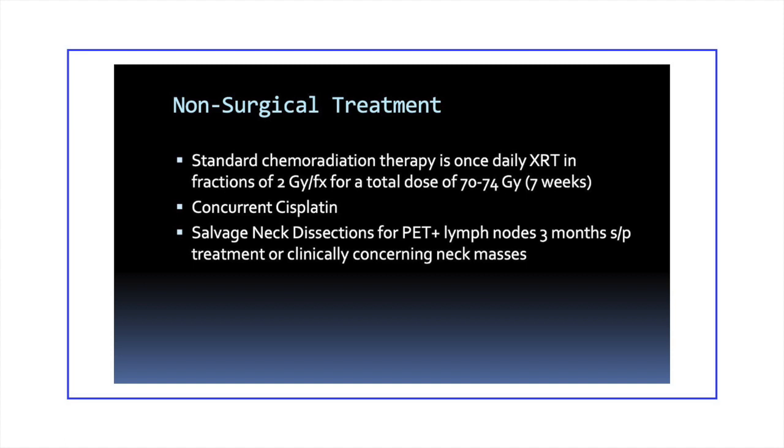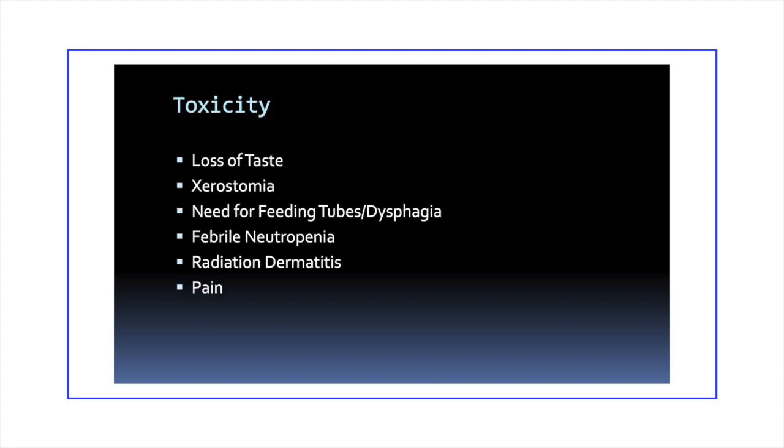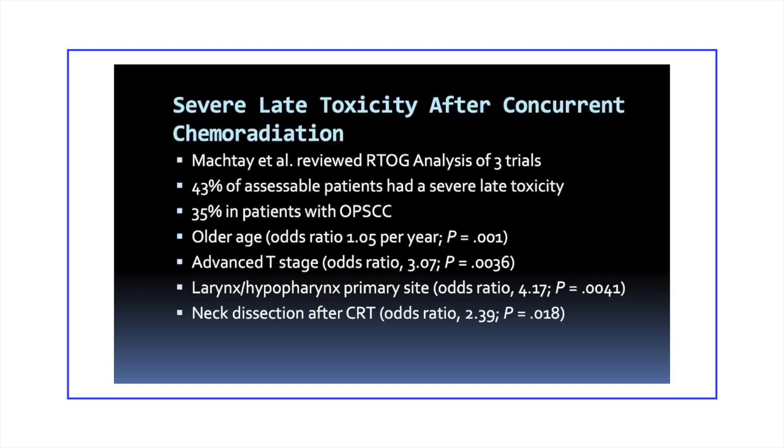And for those who have disease after radiation and chemo, there is salvage surgery that may be needed. Obviously, there are concerns, though, with chemotherapy and radiation due to the toxicity profiles, including loss of taste, dry mouth, also known as xerostomia, need for feeding tube and trouble swallowing, also known as dysphagia, febrile neutropenia, radiation dermatitis, and pain. Severe late toxicity after concurrent chemoradiation therapy is a major concern with chemoradiation, as McTay et al.